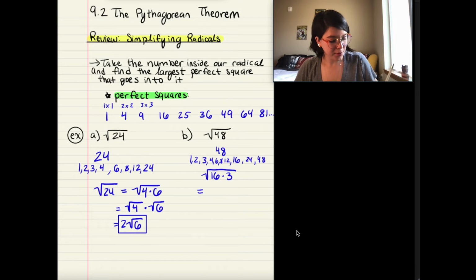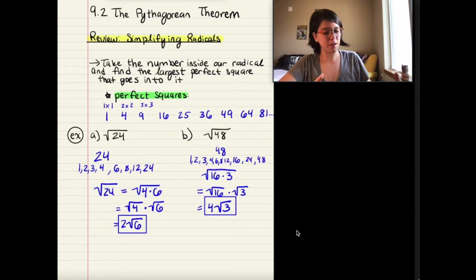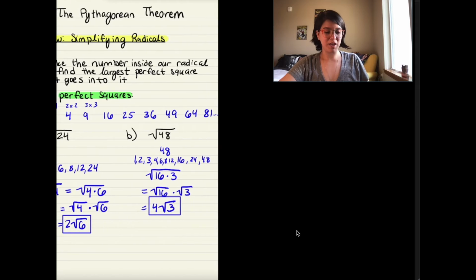Then we can go a step further and break it into two separate radicals. So square root of 16 times square root of 3. And the square root of 16 is 4. So we get 4 square root 3. Alright, so now that we have a review of radicals, let's go into the Pythagorean Theorem.